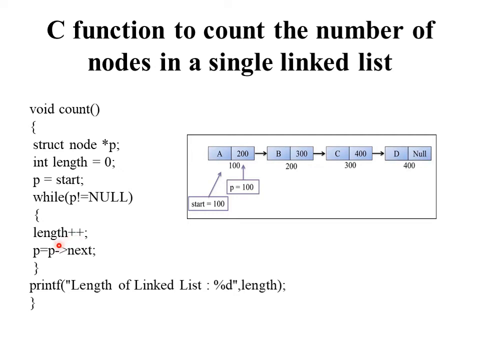Now again P is moved to the next node, but next is null. So here we check null is not equal to null. This condition is false. So here we exit this loop and print "length of linked list mod d", comma, length. Means here we print length is 4. So our output is length of linked list 4.